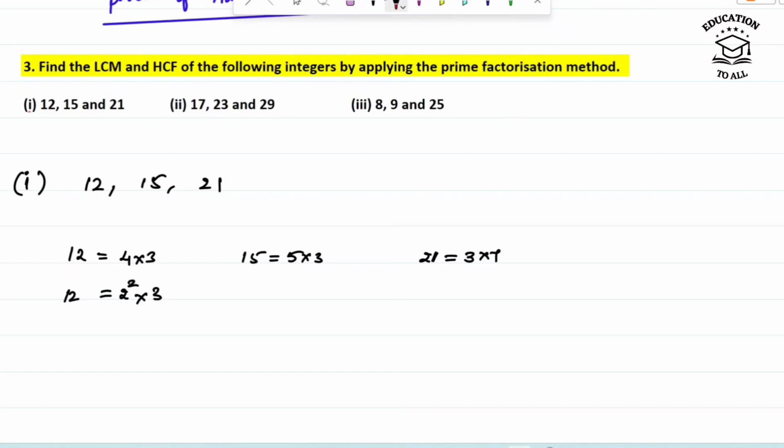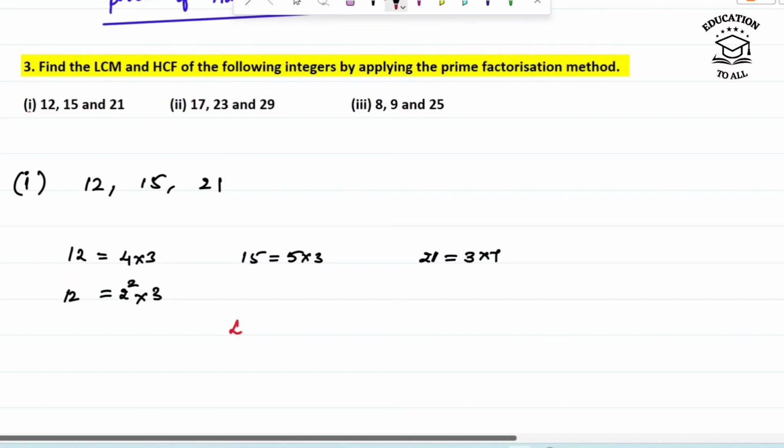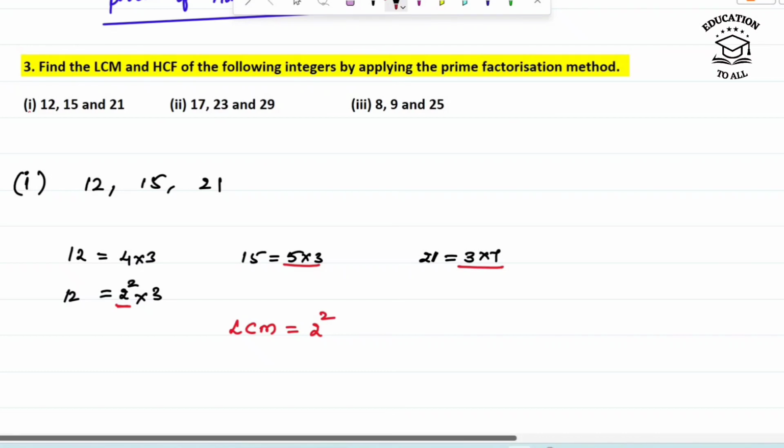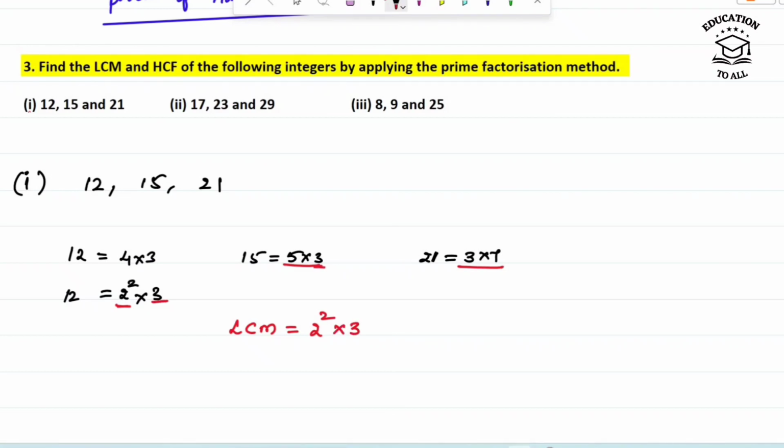Now I'll apply LCM first and then we go for HCF also. So LCM is equal to, compare all the exponents. 2 square, no 2 square, no 2. So definitely 2 square we have to consider in the LCM. 3, 3, 3, so that is also included. Next 5 is there, so 5 is also included, and 7 is also included in it.